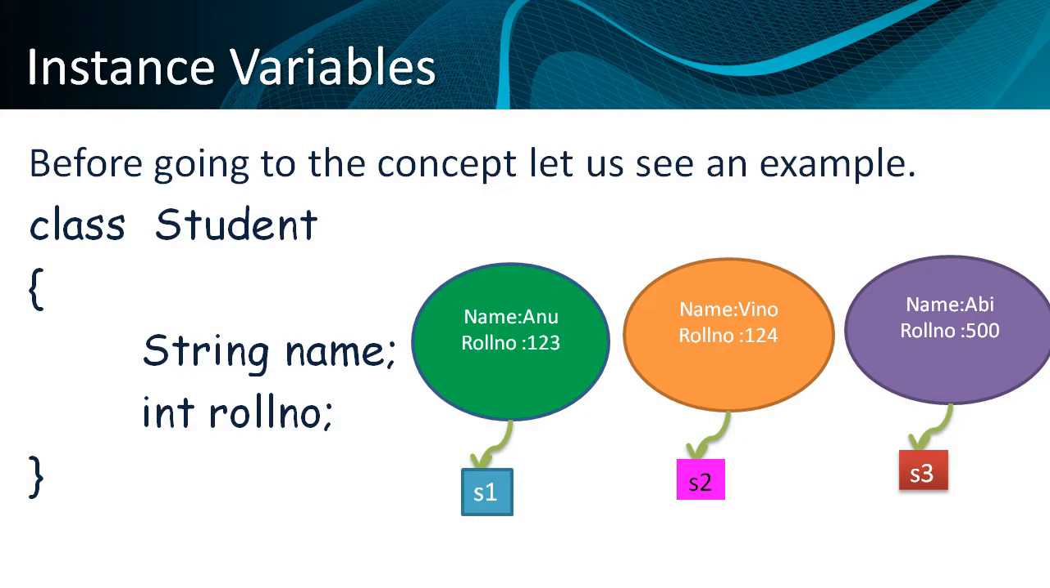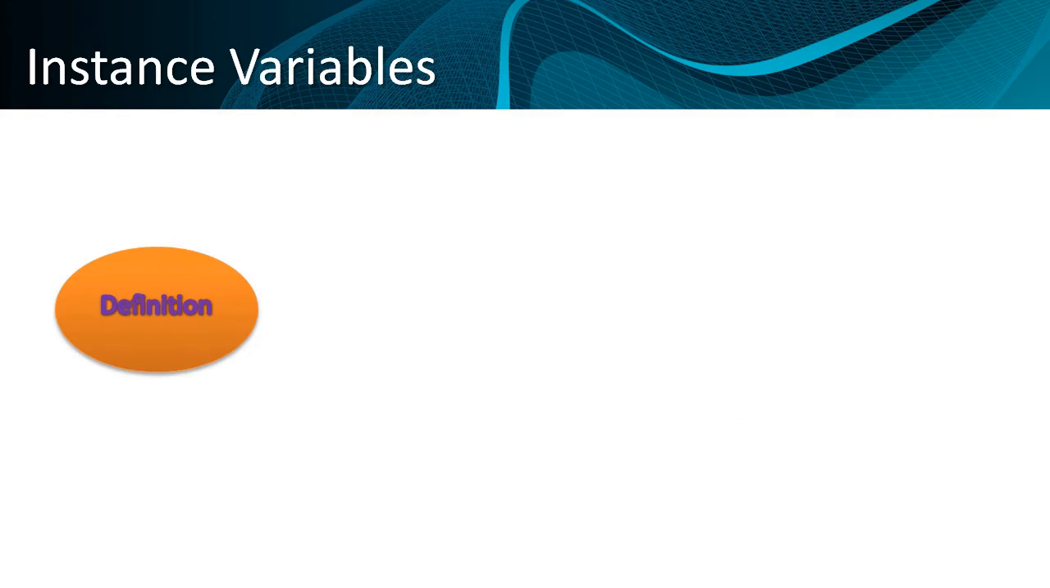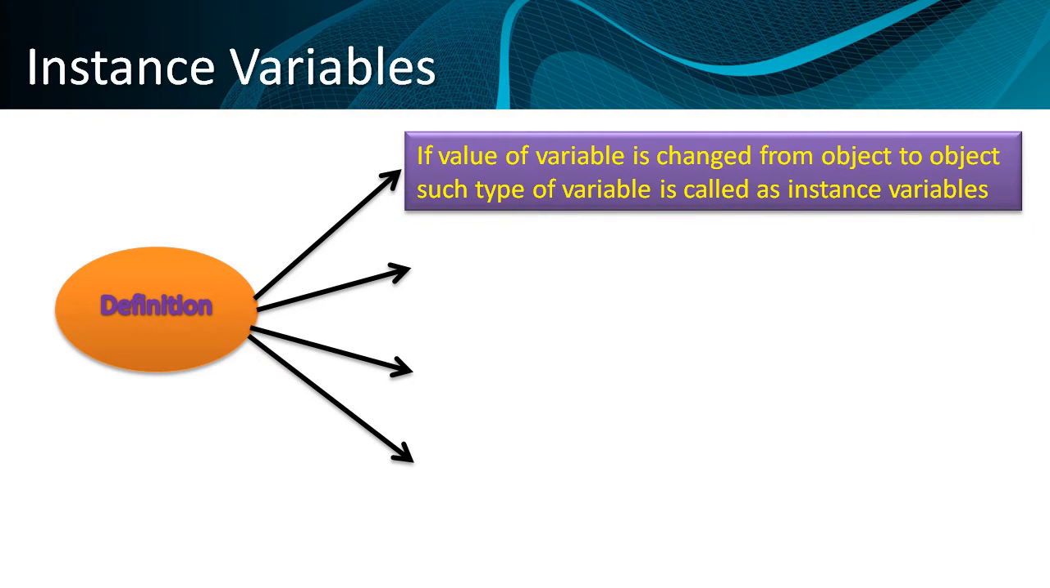Observe this point. When the value of a variable changes from object to object, then it is called an instance variable. Here the values of the variables change from object to object. S1 differs from S2 and S3, and likewise it will keep changing. You can ask what is meant by instance variable. Instance variable means if the value of a variable changes from object to object, such a variable is called an instance variable.